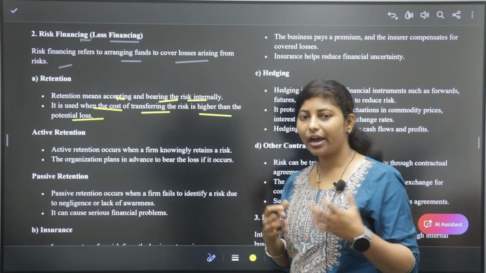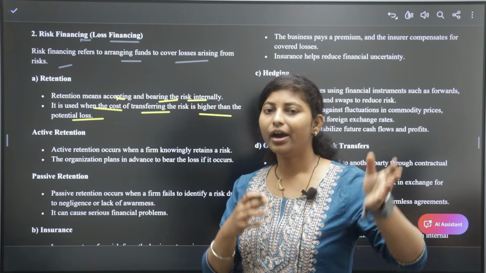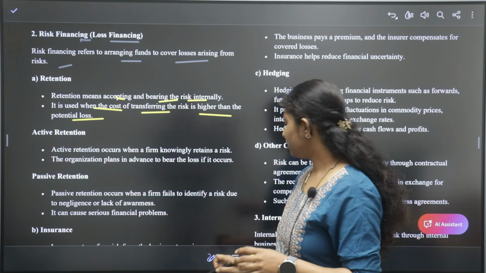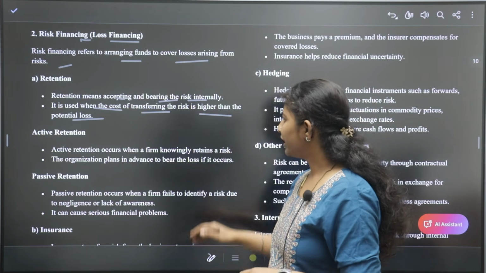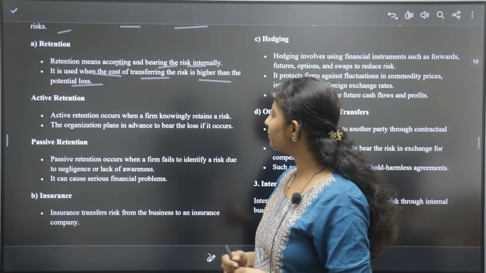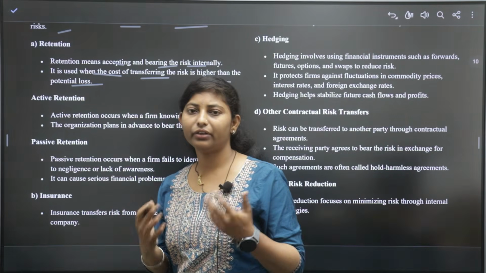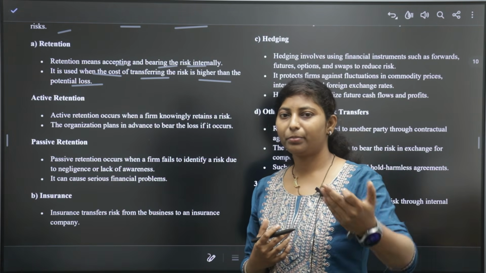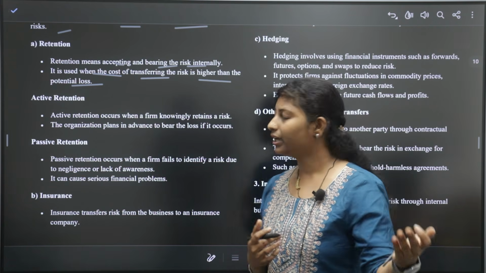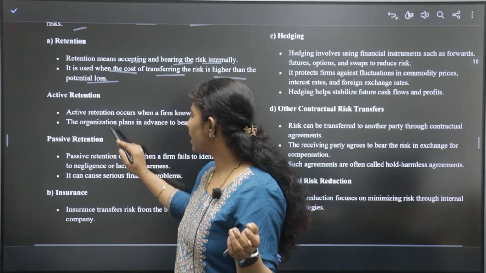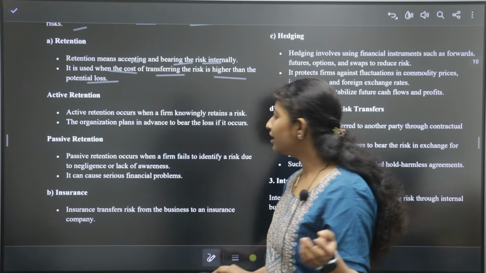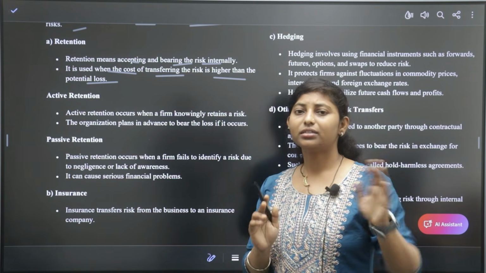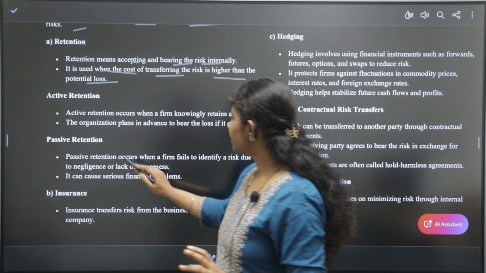The risk is higher and our losses are also higher, so because of that we keep such an amount aside in our business. Here we have two types of retention: active retention and passive retention. Active retention means we are already aware and actively participating in such losses or risk. Passive retention is when we are unaware, which is a bit dangerous for us because losses may occur uncertainly.